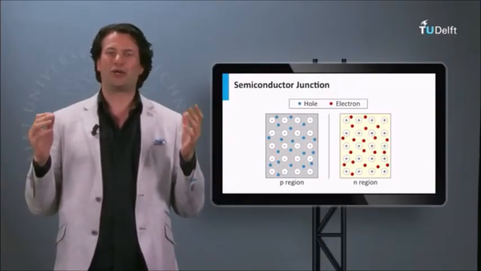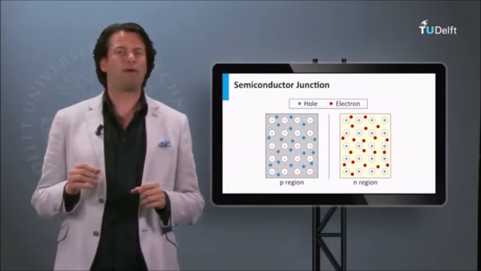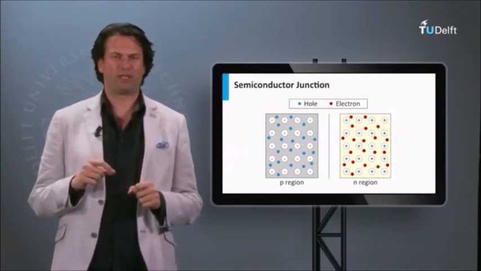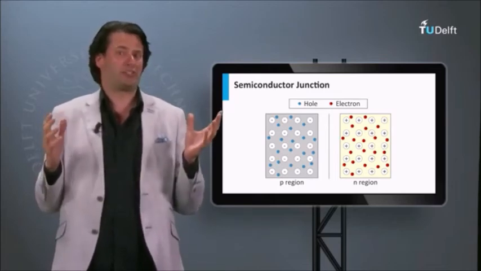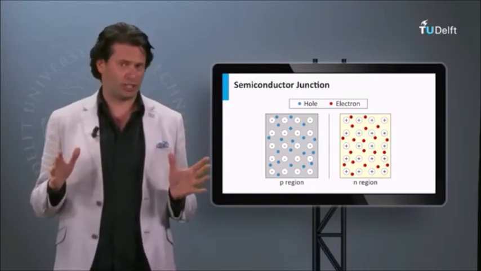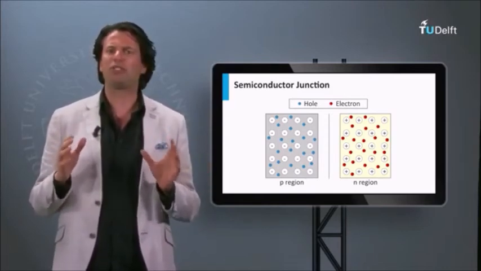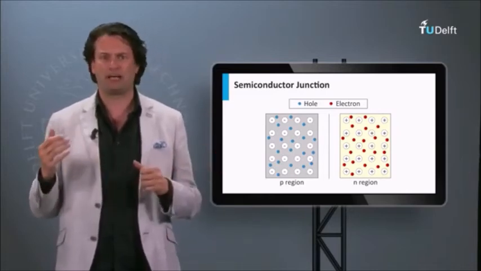Finally, we are going to build a solar cell. Most solar cells are based on a p-n junction. The question is, what is a p-n junction? Again, we take as an example the case for silicon. We have introduced the fact that semiconductors can be doped, n-type and p-type.